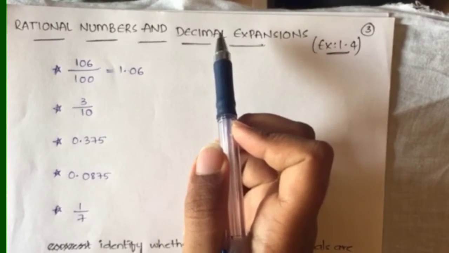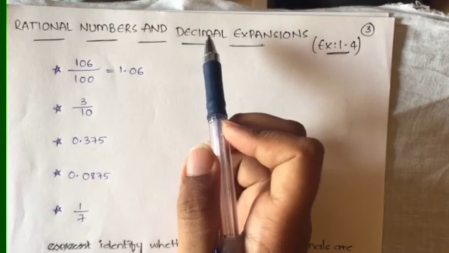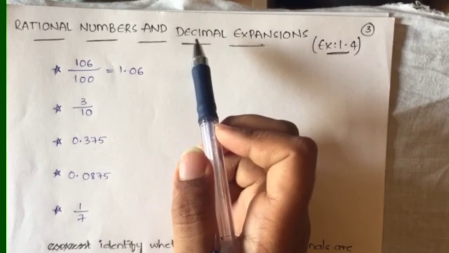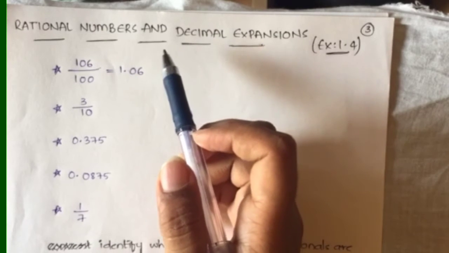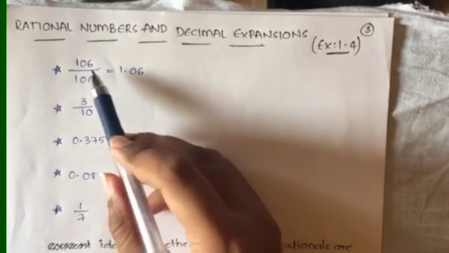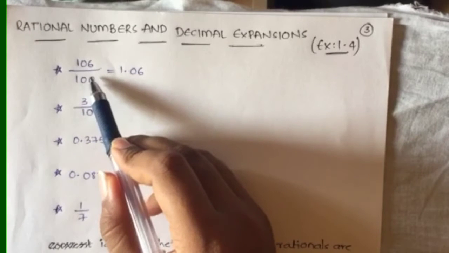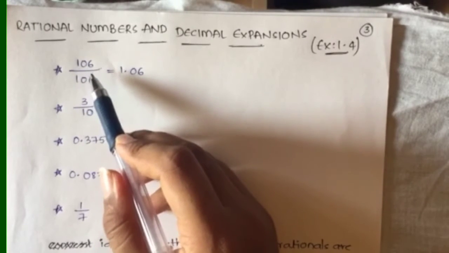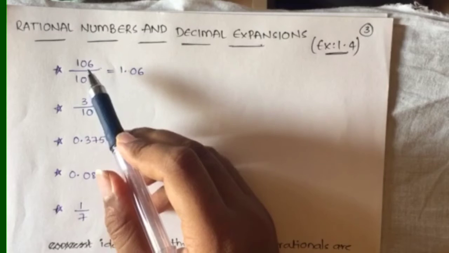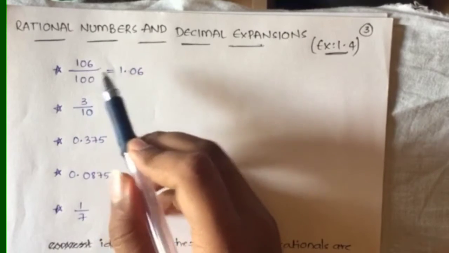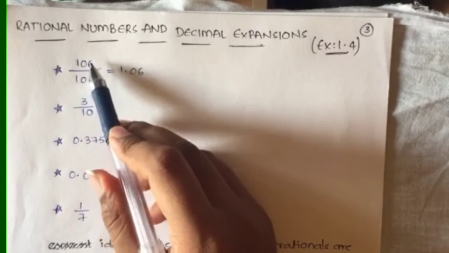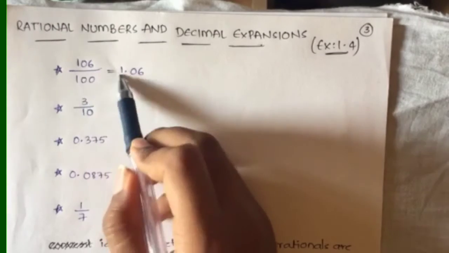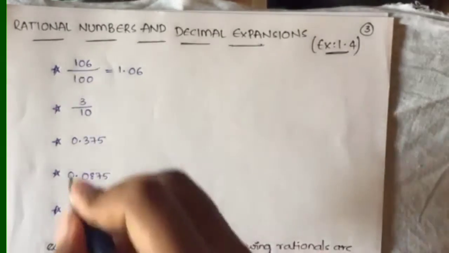In this video you're going to learn how to express a rational number in the form of a decimal, and how to express a decimal in the form of a rational number, that is, in p by q form. First, 106 by 100: you know how to express this type of p by q form in decimal easily, right? You have two zeros, so you put the point after two places, and it becomes 1.06. The same will happen with this also.